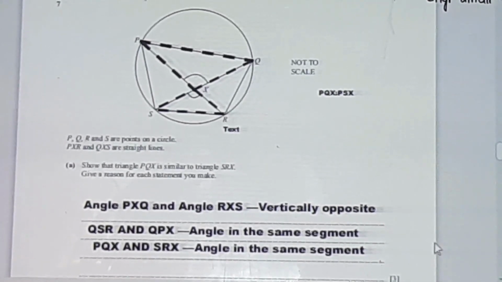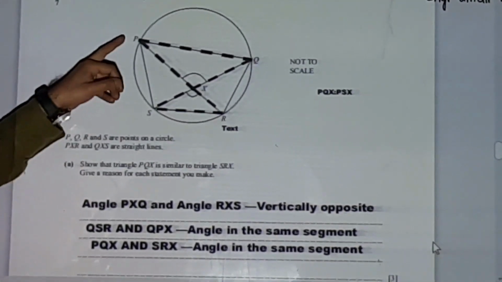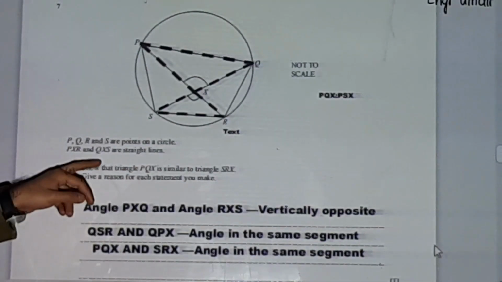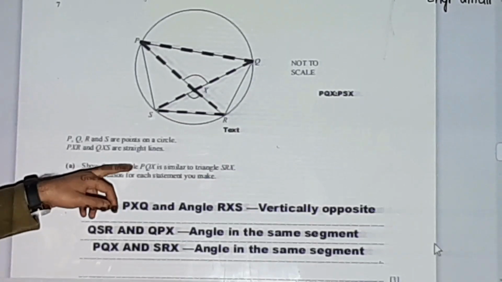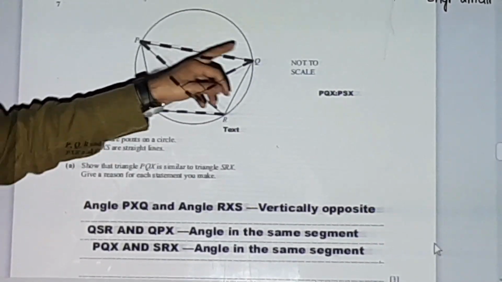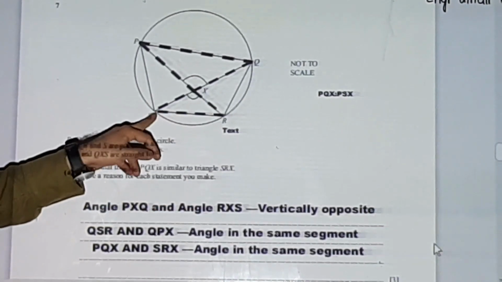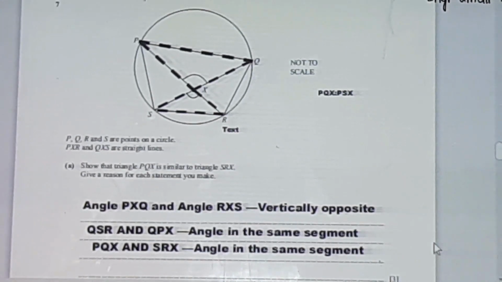PQRS are points on a circle. PXR is a straight line, and QXS is a straight line. These two are straight lines. Show that the triangles PQX and SRX are similar. We have to show that.